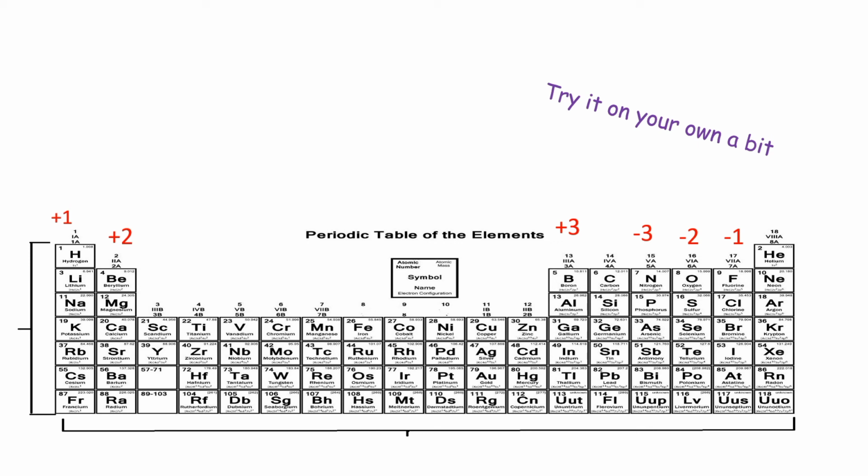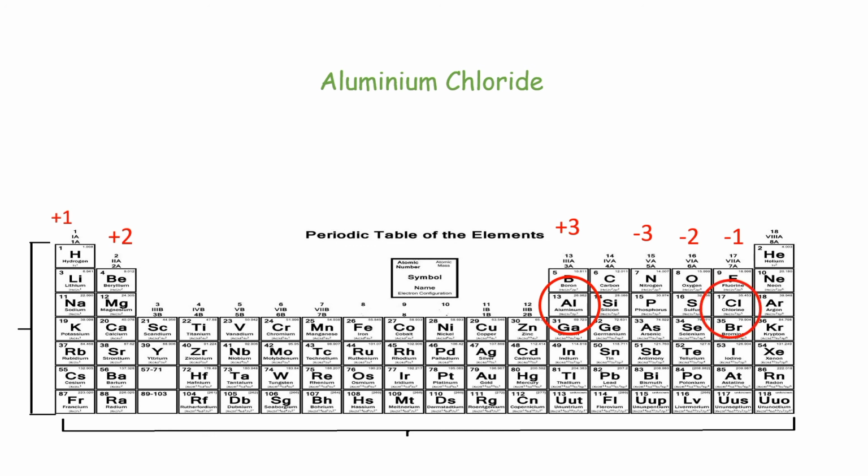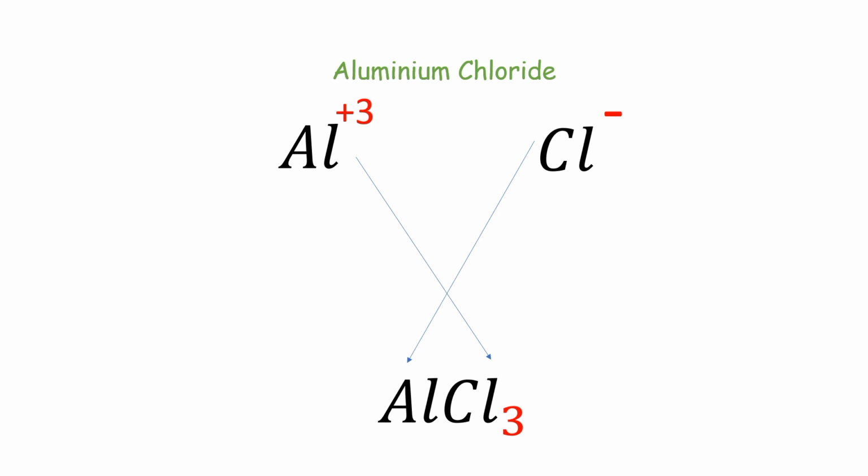So here's the answer. Aluminium is a metal from group 3, so its ion has a charge of +3, while the chlorine ion has a charge of -1. So let's swap the numbers and we have AlCl3, aluminium chloride.